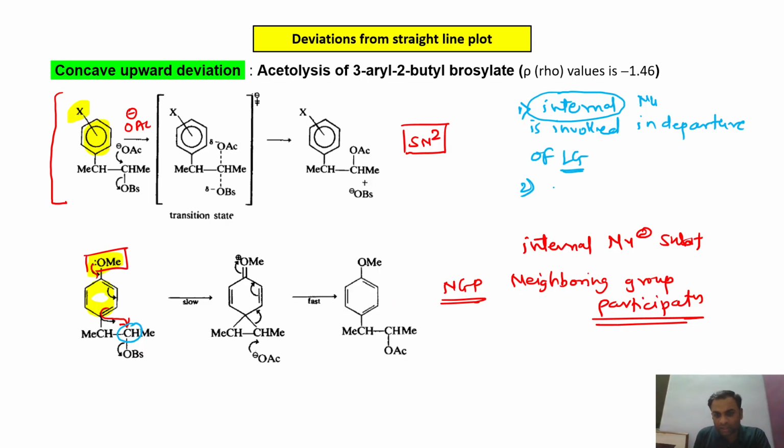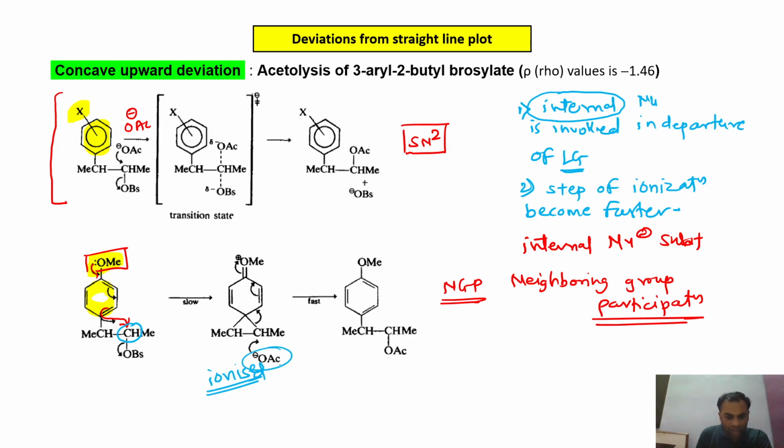Also, due to this, the step of ionization becomes faster, and as the molecule is ionized, it becomes easy for the external nucleophile to attack such an ionized species.